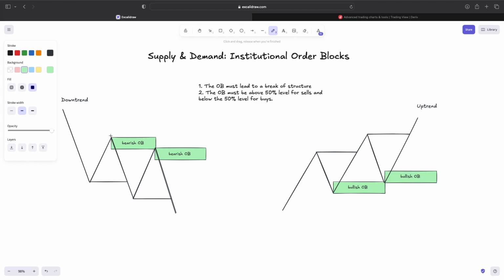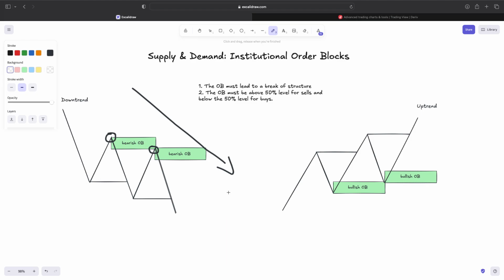Why do we want to be selling high? Simply because we want to be selling in and around these areas here, since the sellers are in control. So when the sellers are in control, we'll see price getting pushed to the downside. So whenever we have a downtrend, we want to be looking for selling opportunities from where? From bearish order blocks, those institutional bearish order blocks.